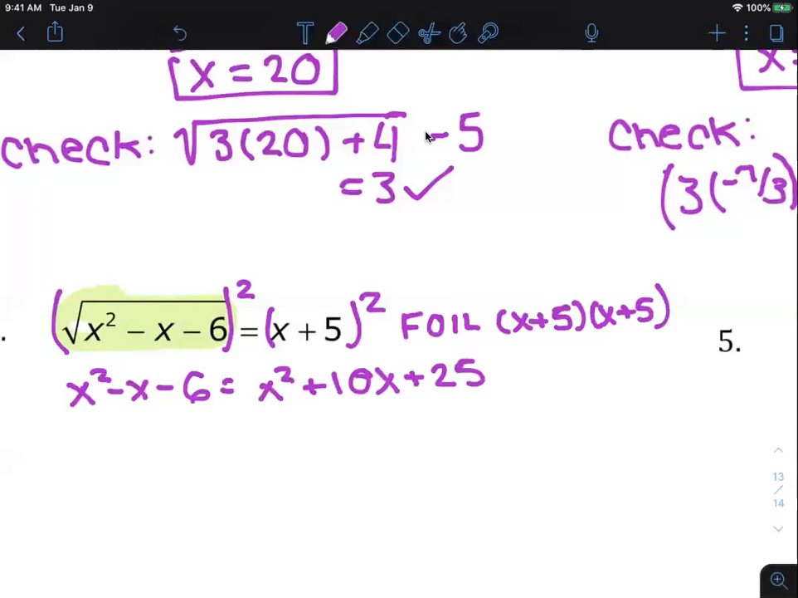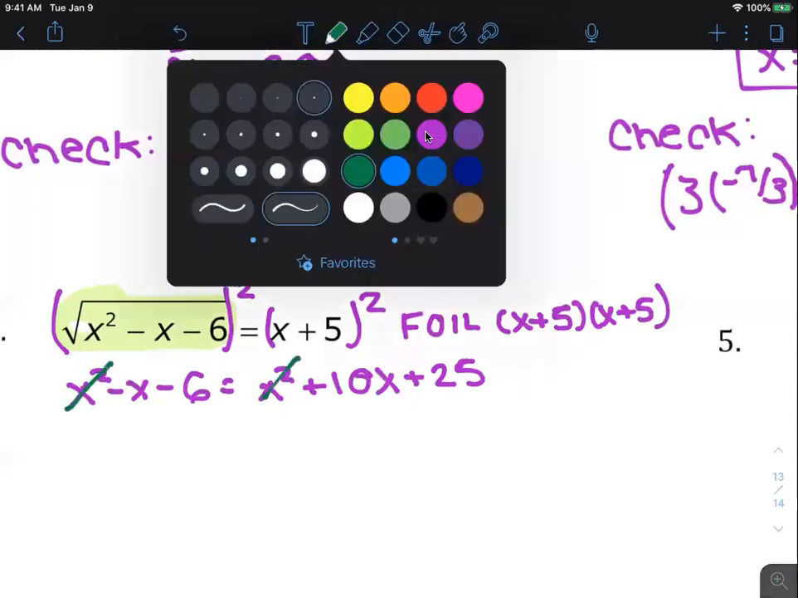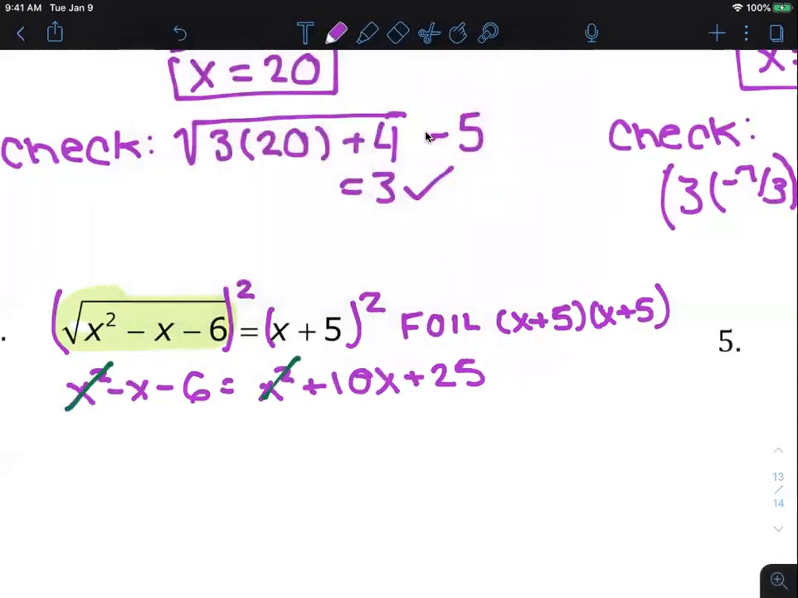It's a quadratic again, so I need to move everything on one side. But notice when you subtract x squareds, the x squareds are going to zero each other out. So really what we have is negative x minus 6 equals 10x plus 25. And then you're just going to continue to solve.